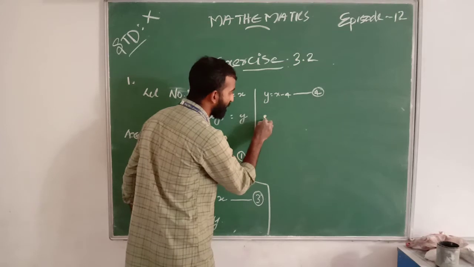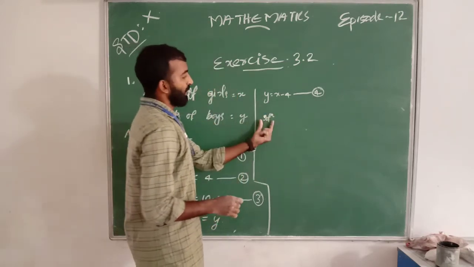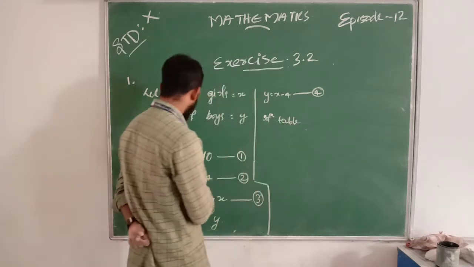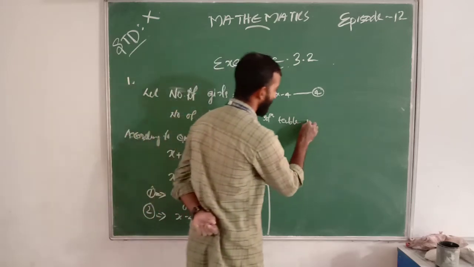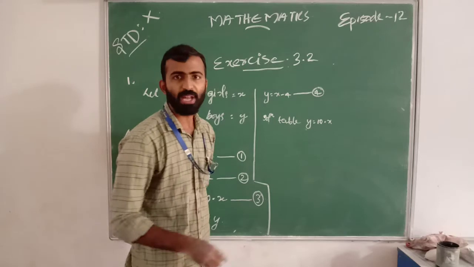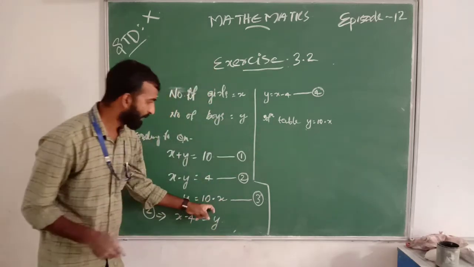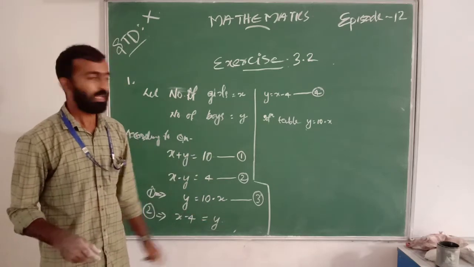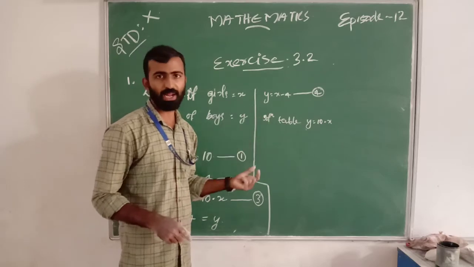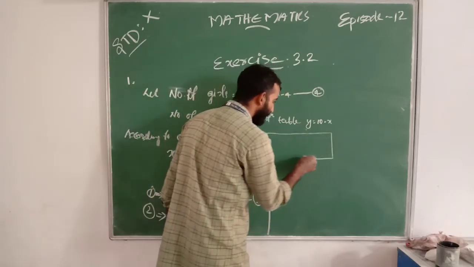Now the solution table, first the solution table for equation number 3, y equal to 10 minus x. That is equation number 3. Solution table. The short form of solution I write. That is, we can draw the solution table.